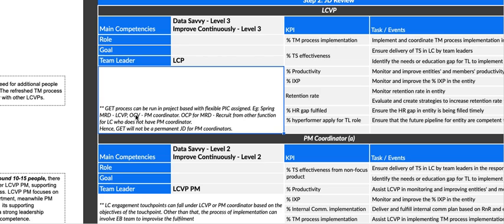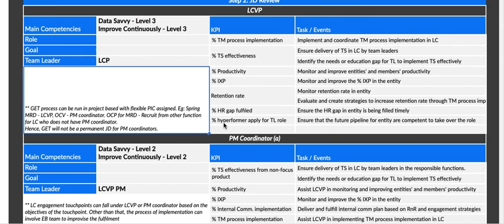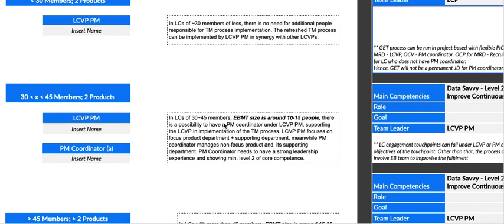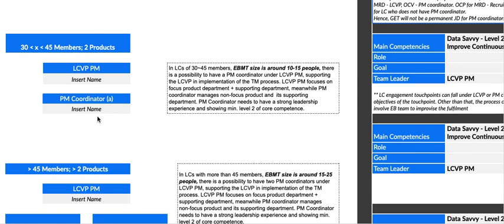So this is also how GET will not be a permanent JD for PM coordinators, because GET is a very project-based events. Okay, so if you look into the second tier or the second cluster, then if your membership is among 30 to 45 members, you are running about two products, then you are encouraged to have one PM coordinator.